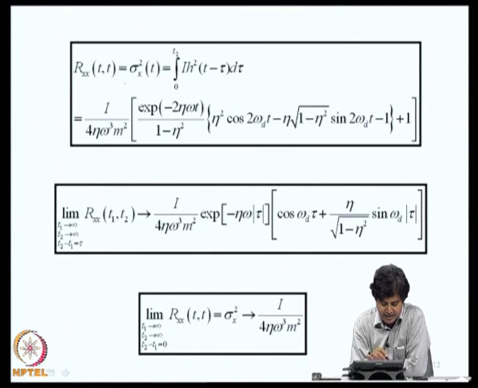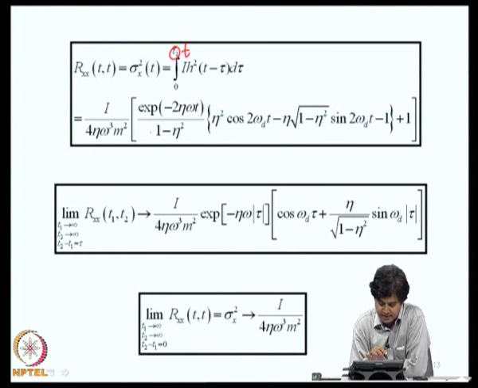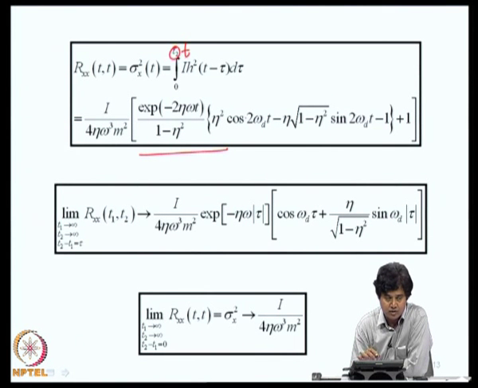We can consider the variance by replacing t1 equal to t2 equal to t, and if we perform this integration we get this expression here. Here again you can see that variance is a function of time. Therefore, again it points towards the fact that response is non-stationary.